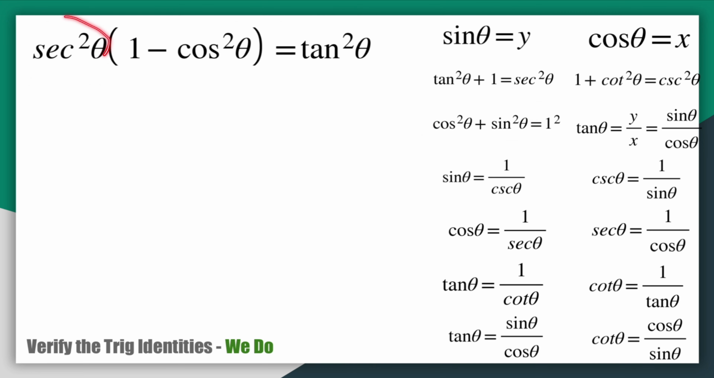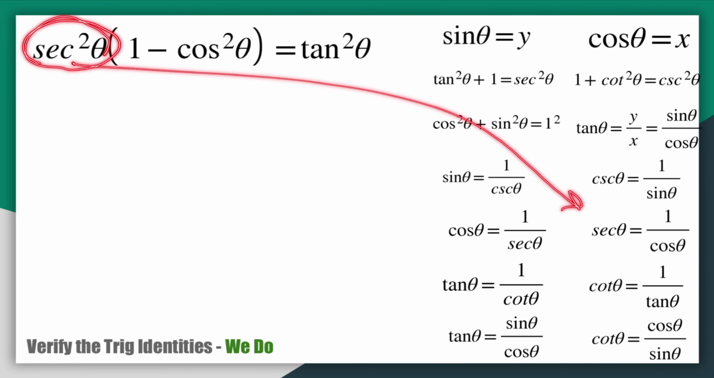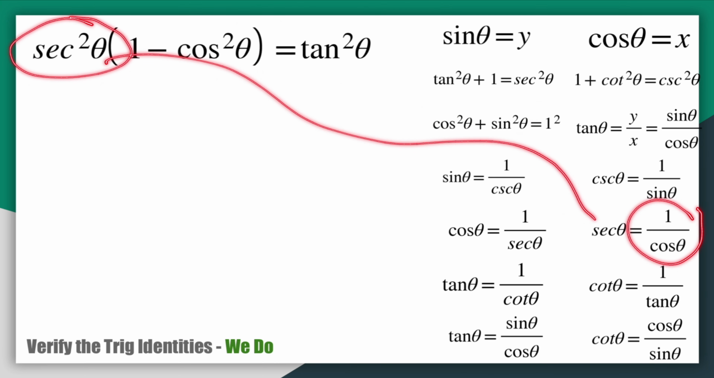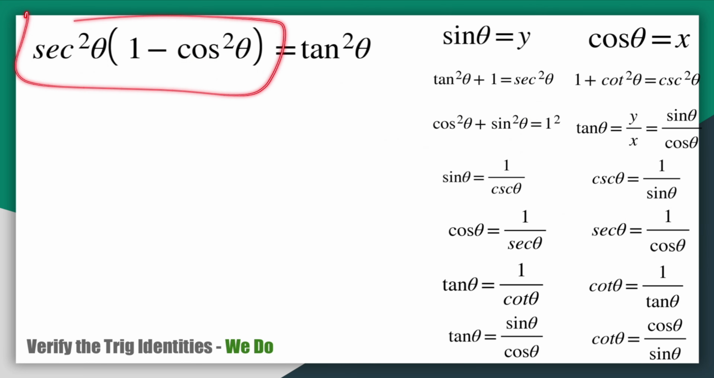Well, if I look at secant, secant is going to be 1 over cosine. So I don't think changing this is going to be helpful yet. I think that if we change this secant squared theta to be 1 over cosine squared theta, then all of a sudden I have this whole left side in terms of cosine squared theta. And maybe I can multiply it in, all right?